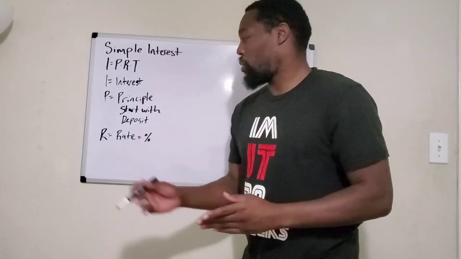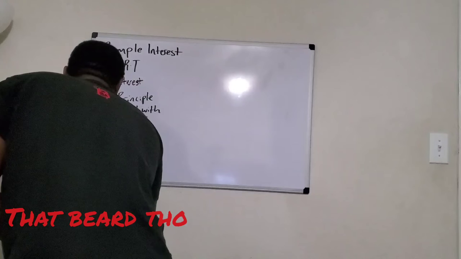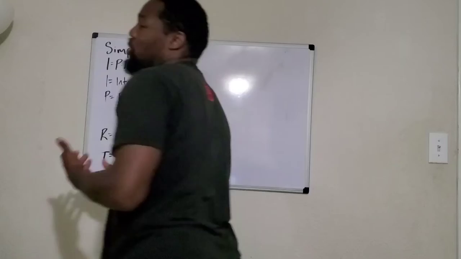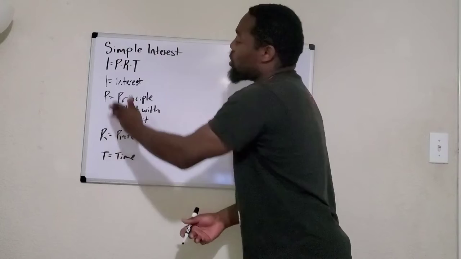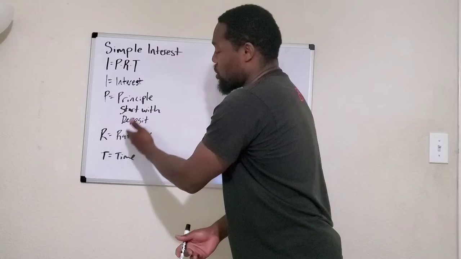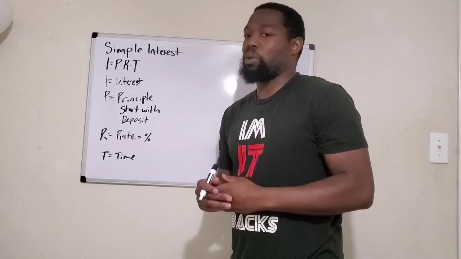Lastly is your T, which should be easy to understand. That is our time, the amount of time that we're going to be earning simple interest. So first things first, we have to understand these words when we're reading them in word problems. If you don't know these words and you don't know what they are, knowing I equals PRT may not actually help you. So that's the first thing that we need to understand.